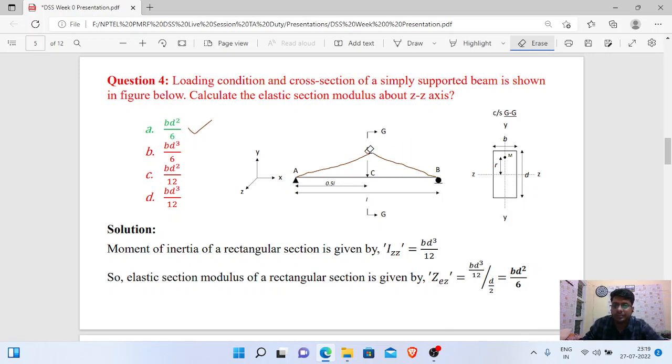So this is the bending moment diagram. Now where will the maximum bending moment occur? Maximum bending moment will occur under this point load, and its magnitude will be PL by 4. So let me go to the next slide.